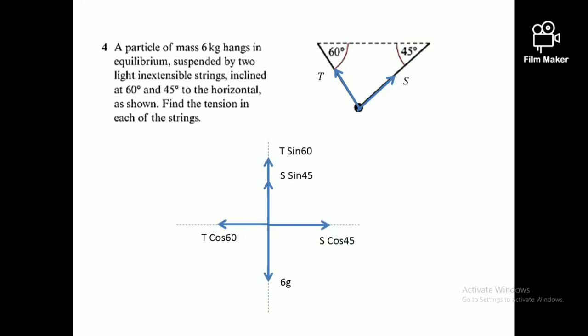Because there is no symmetry and there are two different strings, you can consider the forces as T and S. We need to find the value of T and the value of S, right? If this angle is 45, this angle is also 45. Therefore, the horizontal component is S cos 45 and the vertical component upwards is S sin 45. Similarly, if this angle is 60, this angle is also 60. Therefore, this would be T cos 60 and this is T sin 60. And the weight: mass is 6, therefore the weight is 6g, right?